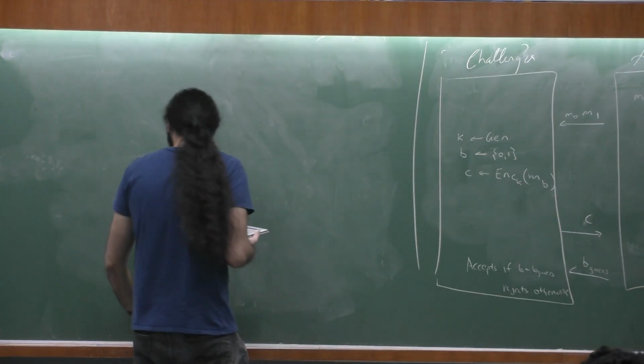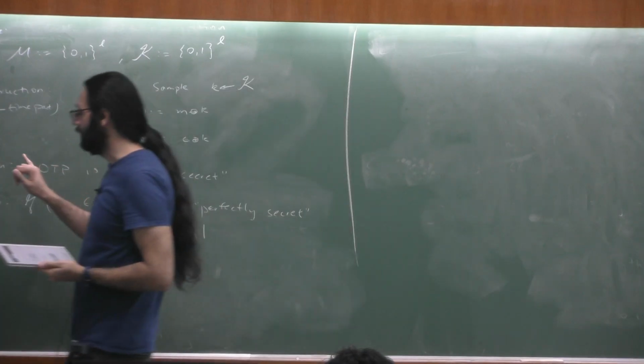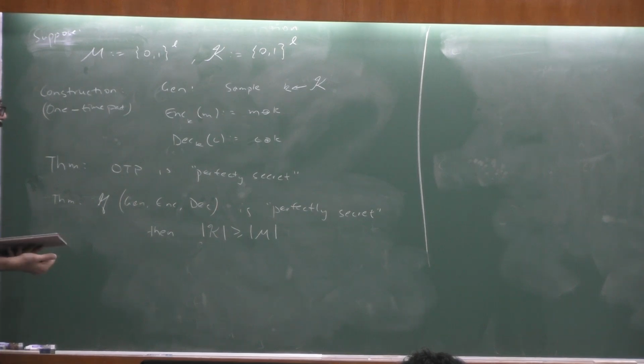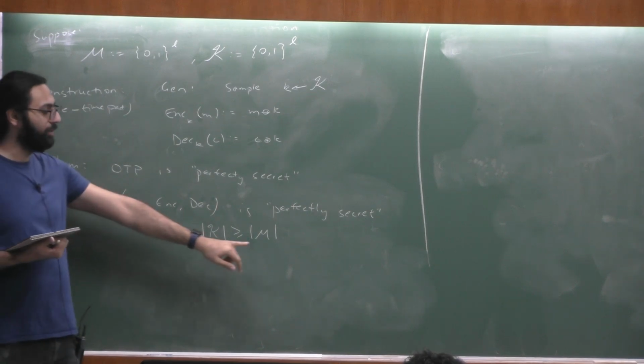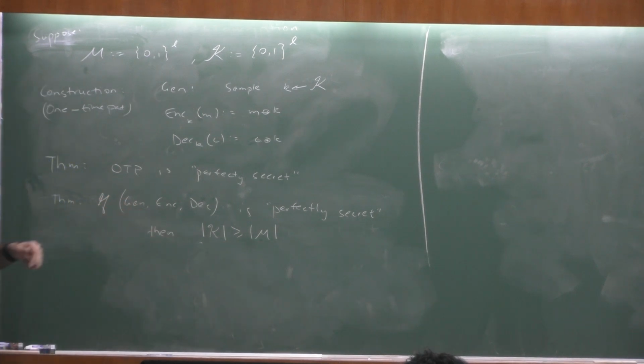The annoying thing about the one-time pad, there are a bunch of annoying things, but one very annoying thing is that you have to have a key which is as large as your message, which I just said here. So if you're downloading a 1 gigabyte movie and you want it to be secure, you need 1 gigabyte of key, and that's not very efficient.